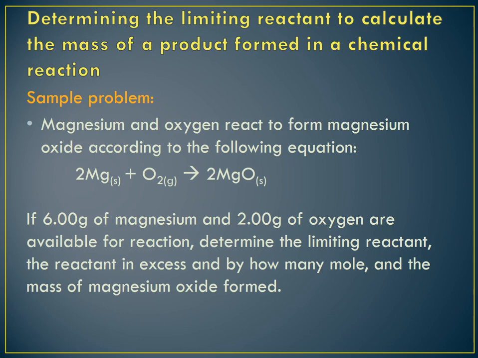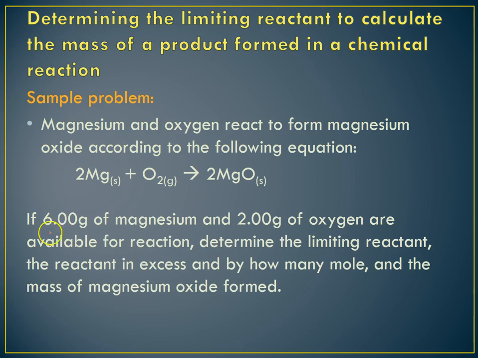So anytime we want to work out the amount of product in a reaction, we always need to see if we've got a limiting reagent. Okay, so let's have a look at this problem. Magnesium and oxygen react to form magnesium oxide according to the following equation. Hopefully this looks familiar. It's one that you did the other day in prac.